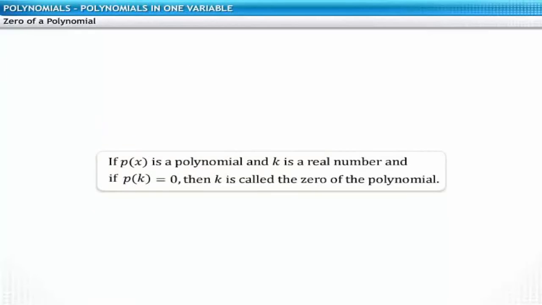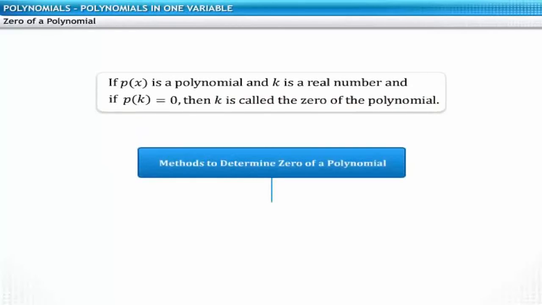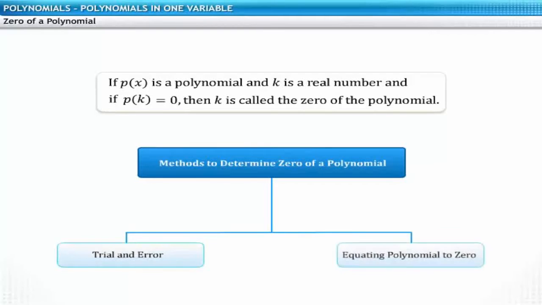In general terms, if p of x is a polynomial and k is a real number, and if p of k is equal to 0, then k is called the 0 of the polynomial. You can determine the 0 of a polynomial through two methods, by trial and error and by equating the polynomial to 0.